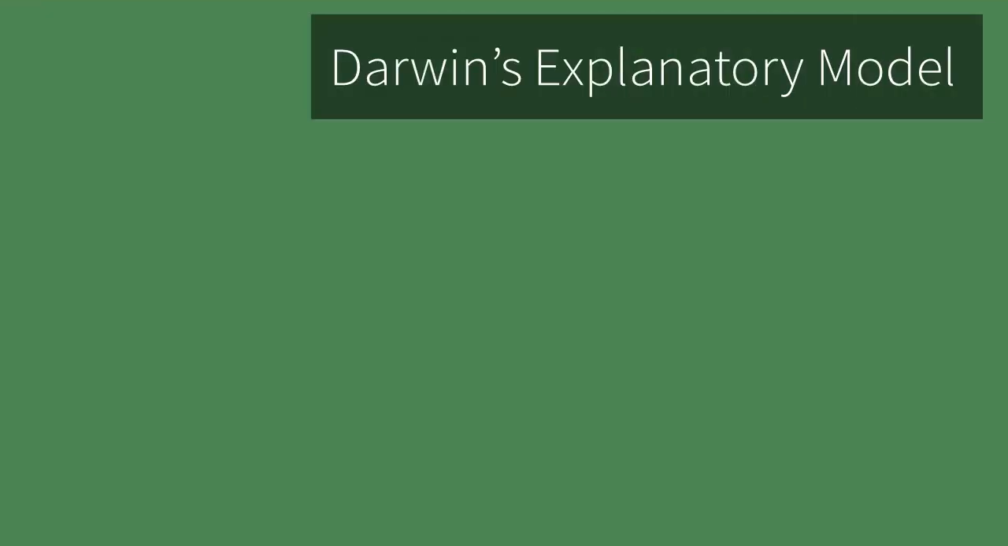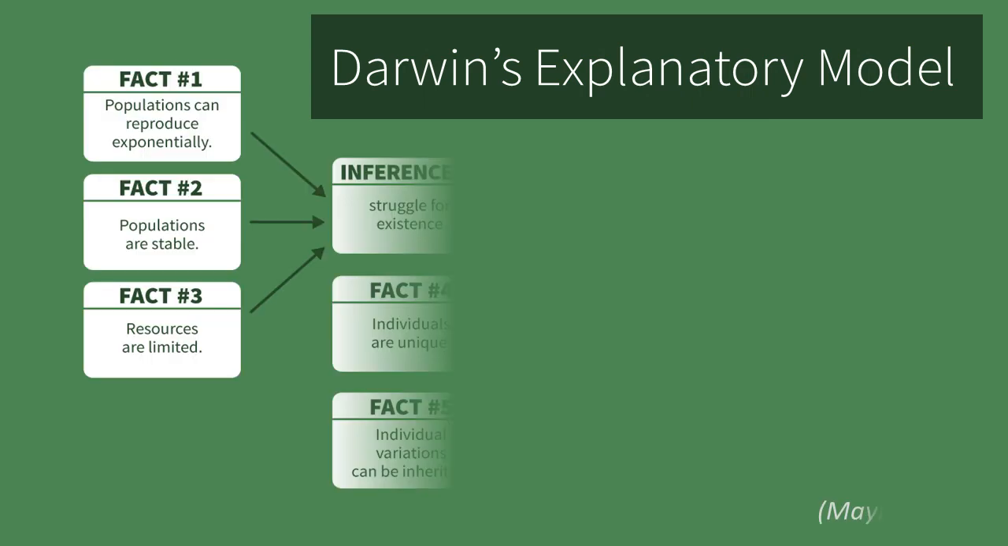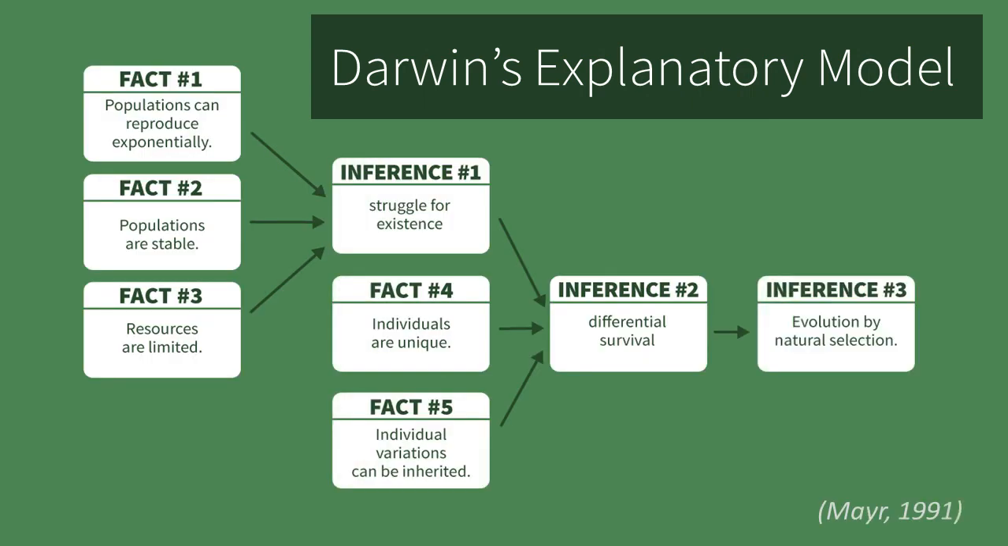Here is a summary of how Darwin developed his explanatory model of evolution, put together in graphic form by Ernst Mayr. The first three facts, populations can reproduce exponentially, populations are stable, and resources are limited, led Darwin to conclude that there must be a struggle for existence. If organisms struggle to survive, some have mutations, which allow them to be better adapted to their environment. They will pass their ability to survive in the presence of the antibiotic onto their offspring.